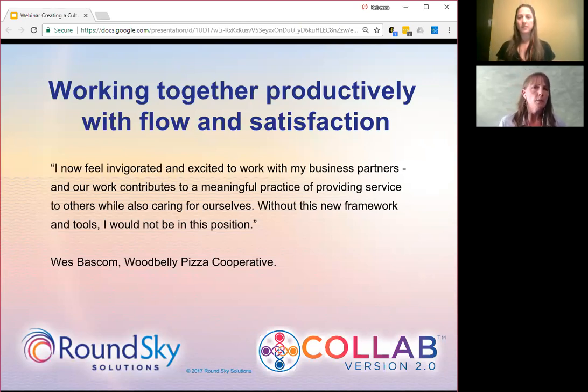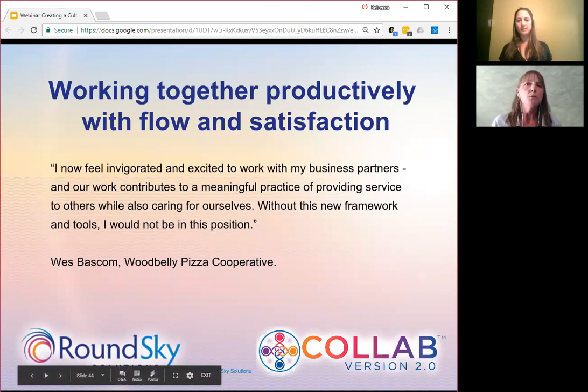And Woodbelly Pizza is a worker cooperative. So working in collaboration with others can be profoundly frustrating. Otherwise, we wouldn't have so many of us on the call. And that frustration is really just a drain on both organization and individual. Getting to flow and satisfaction produces a host of benefits, including longevity. In other words, people stick around to contribute to an organization's success.